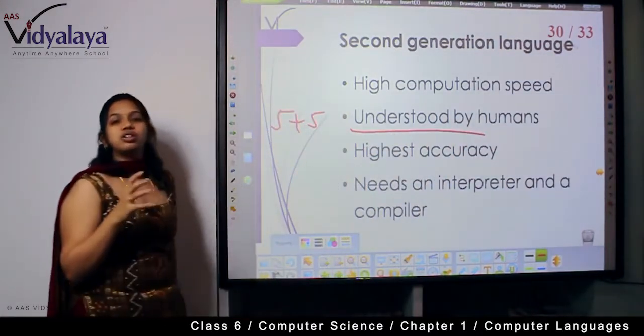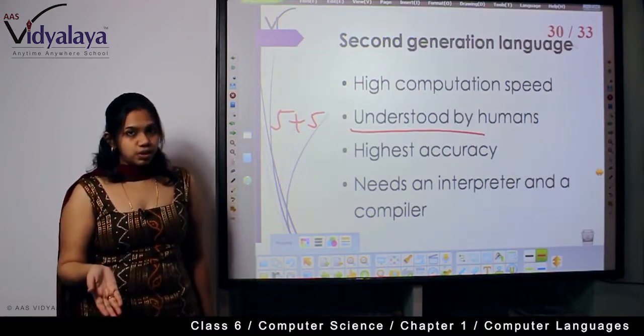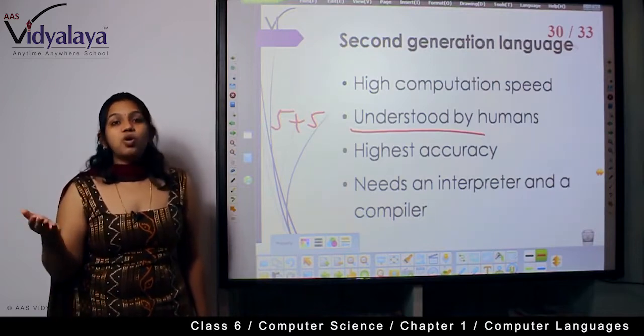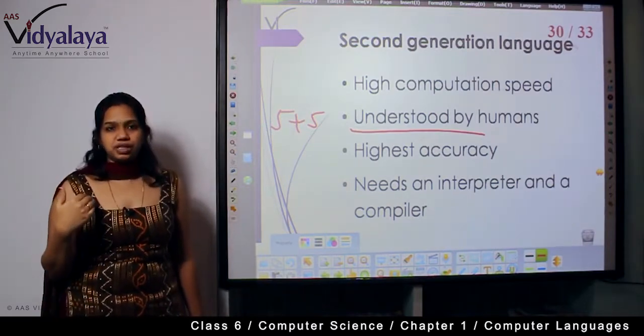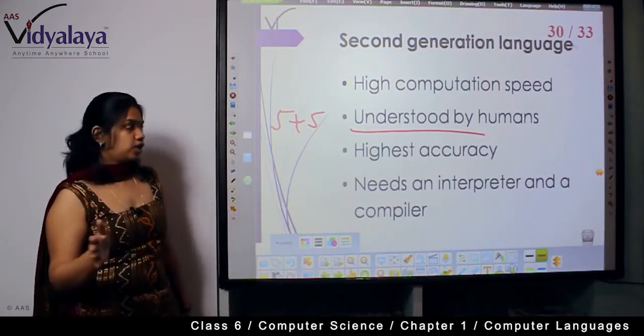Yes. So now we are going to see about the second feature. This is also understood by humans. It's very easy. It is also using English words and phrases at a very high level. So as the level goes higher and higher, what happens? It's easier for human beings to understand. So this generation language is also understood by humans.